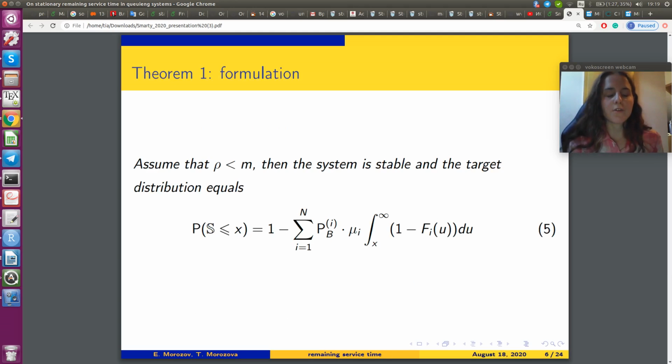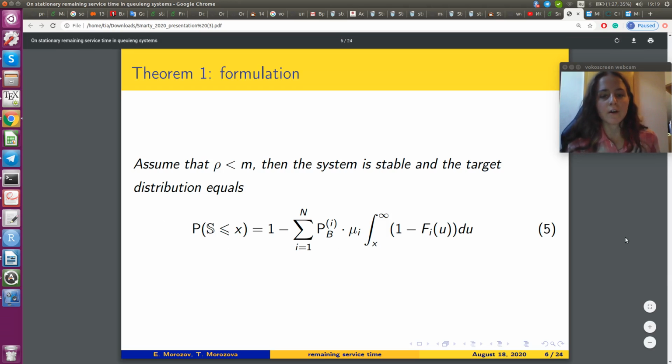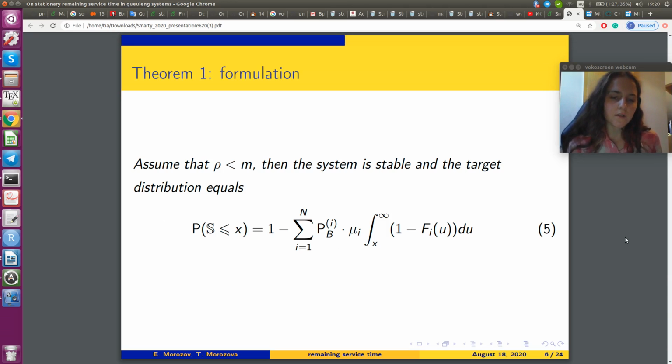And now the formulation of the main result of this research. This is a theorem. Assume that we have rho less than m, where m is the number of servers in our system. In that case, the system is stable, and the target distribution, the one we need to find, equals the expression in formula 5. It's consistent with what we did before, but we used to write a tail distribution, and this is not a tail, so we just have 1 minus the tail.